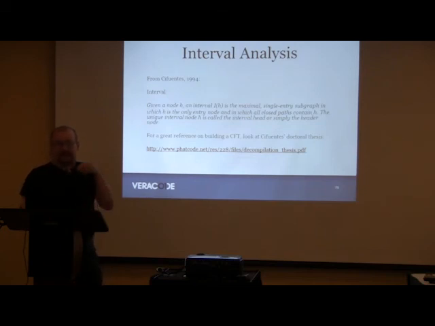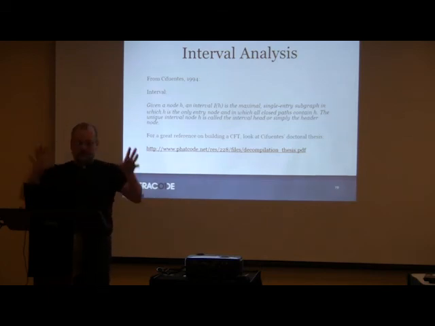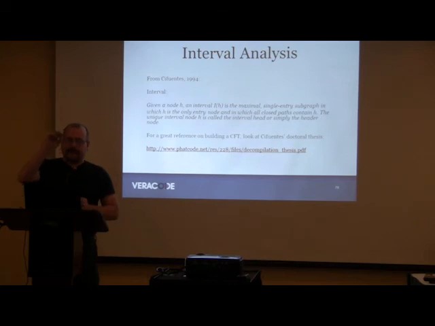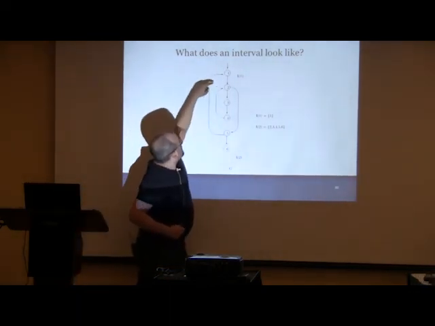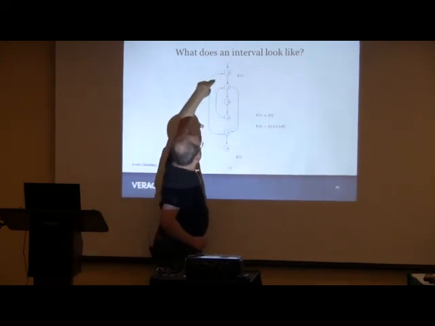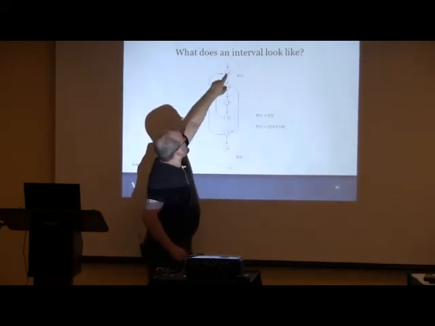So you can think of an interval as a node in a control flow graph. An interval is the maximal single entry subgraph in which H is the only entry node, in which all control flow closed paths contain H. So that H at the top is the header node, and then you walk forward. Every control flow thing that goes through that and is completely closed is an interval, and it kind of looks like this. Okay, so if you have a control flow graph that looks like this, this would be the first interval, and this would be the second interval. This is a head node, that's a head node.